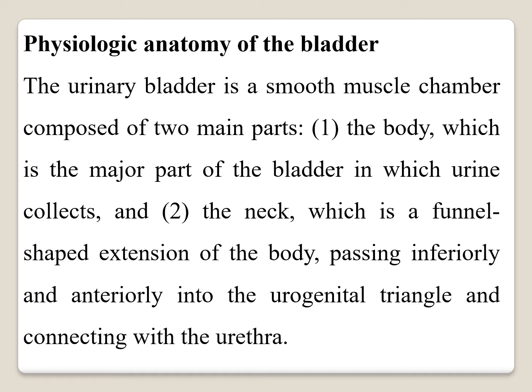The urinary bladder is a smooth muscle chamber. It's composed of two main parts: the body, which is the major part of the bladder in which the urine collects, and the neck, which is the funnel-shaped extension of the body passing inferiorly and anteriorly into the urogenital triangle and connecting with the urethra.